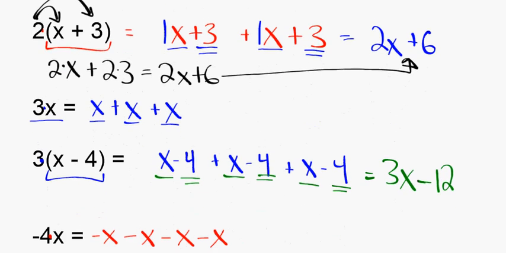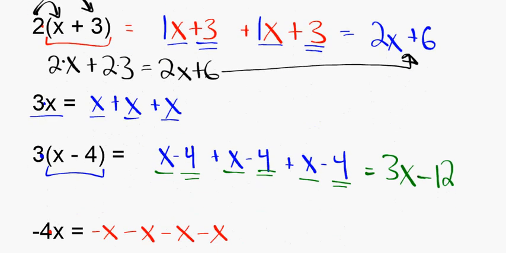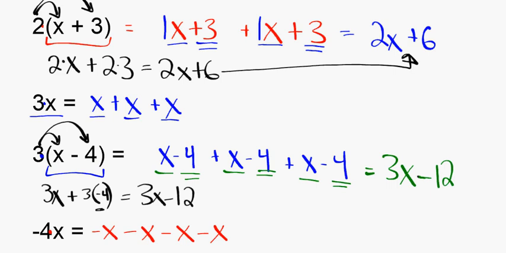It also works with a negative. Here, we have 3 times x and a 3 times negative 4. So that's going to be 3x minus 12 because the 4 is negative. That is the same as what we got before.